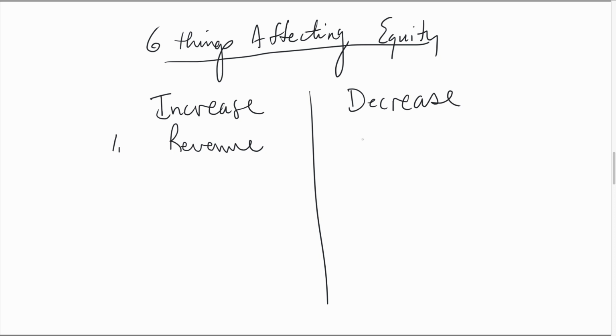And its opposite is number 2, an expense, a cost. So money you spend to try and generate that revenue that is consumed in the process. That wealth is consumed, right? So expenses lower equity and revenue increases equity.